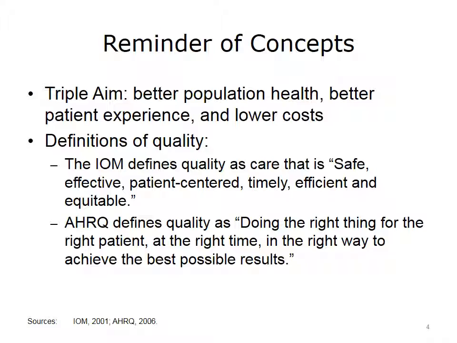As the IOM and AHRQ definitions reflect, quality is about getting patients the care they need. The problems in quality often are broken down into the categories of overuse, underuse, and misuse. Overuse means that a patient gets services that don't provide a benefit, or where the harm is greater than the benefit. An example of overuse would be a patient getting a prescription for an antibiotic when the patient has a cold, or a patient getting a test repeated because the physician didn't have the results from the earlier test.